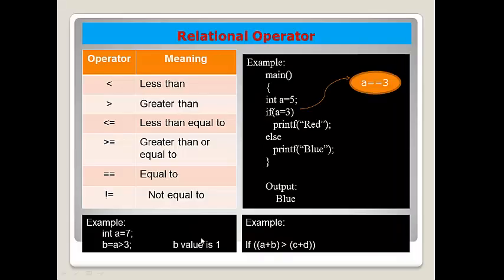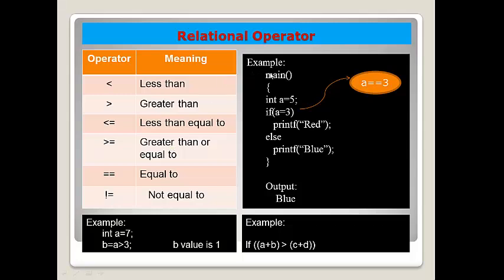Then another type is the relational operator. Relational operators are less than, greater than, less than or equal to, greater than or equal to, and not equal to. These are relational operators. This operator relates two operands or two expressions, so it is called a relational operator.